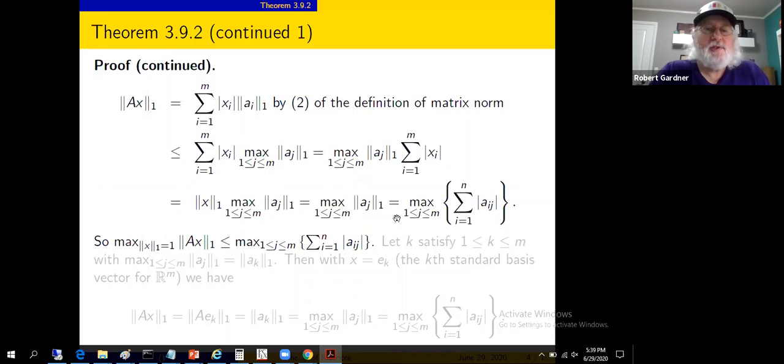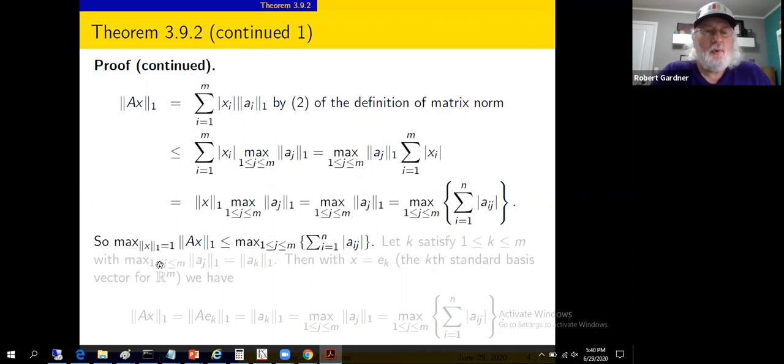Okay, so any chance you remember what we're trying to prove? This thing here is the L1 matrix norm of matrix A. We've shown the L1 norm of matrix A is less than or equal to this stuff here. We're trying to prove the L1 matrix norm equals this stuff here. So we've shown this stuff here is an upper bound on the L1 matrix norm of matrix A. Now we need to change that inequality into an equality.